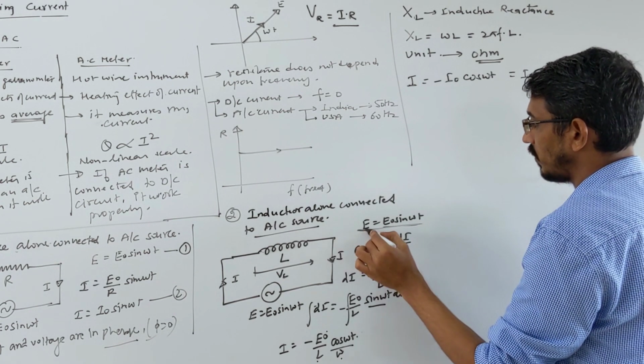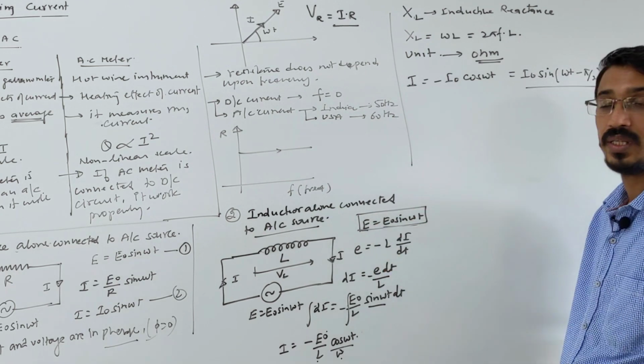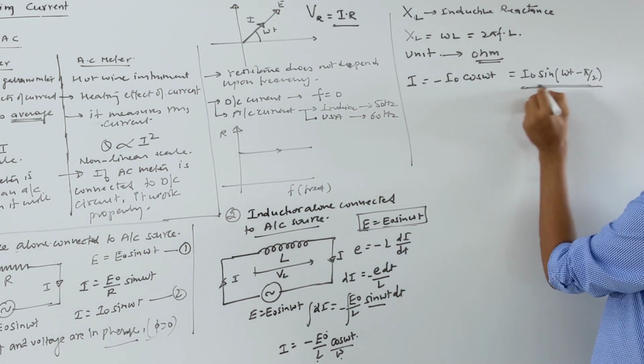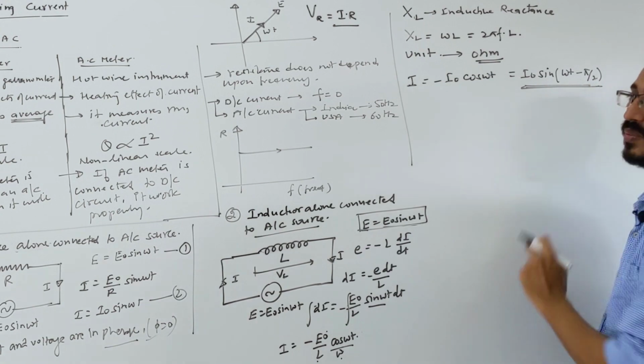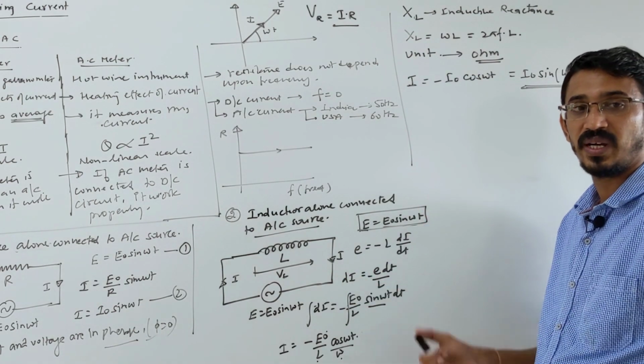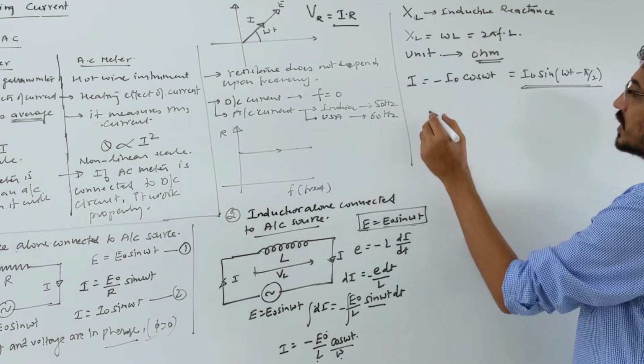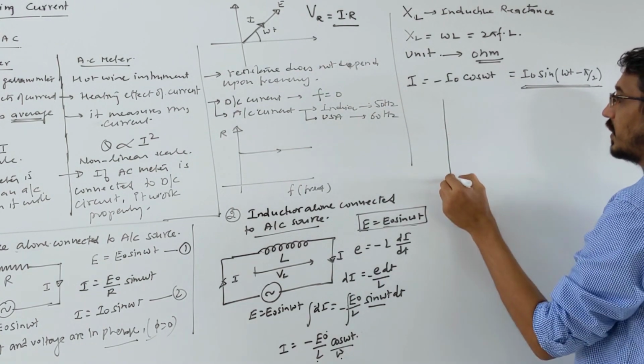Look at this equation. This is a voltage equation, E is equal to E naught sine omega t, and this is your current equation. So see, current has minus pi by 2. Current is behind by what angle? Pi by 2. So suppose you want to draw a phasor diagram. This is your phasor diagram.